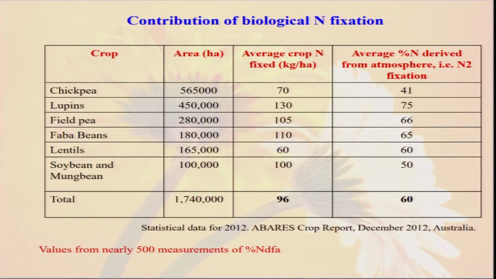If we also look at the contribution of biological nitrogen fixation, and the average percentage of nitrogen from the atmosphere, if we go to the chickpea, on average they are getting about 70 kilo of nitrogen, which is derived as 41% nitrogen fixation. So, if we see this plant, most of their nitrogen they are getting by nitrogen fixation. In case of lupins, 75% of their total nitrogen demand they can take from the biological nitrogen fixation from the atmosphere. So, only 25% nitrogen we have to apply either through fertilizer or manure.